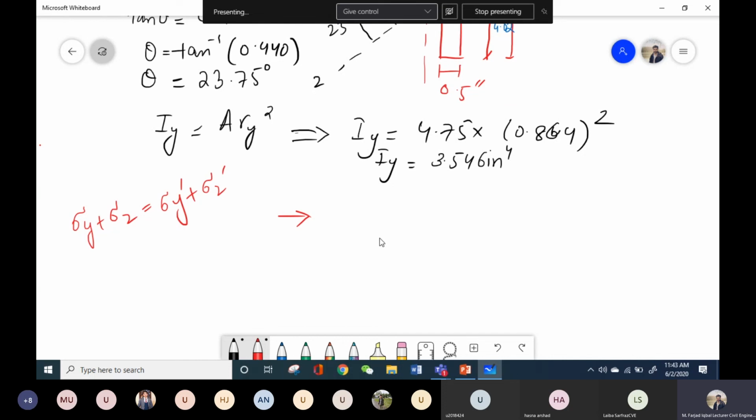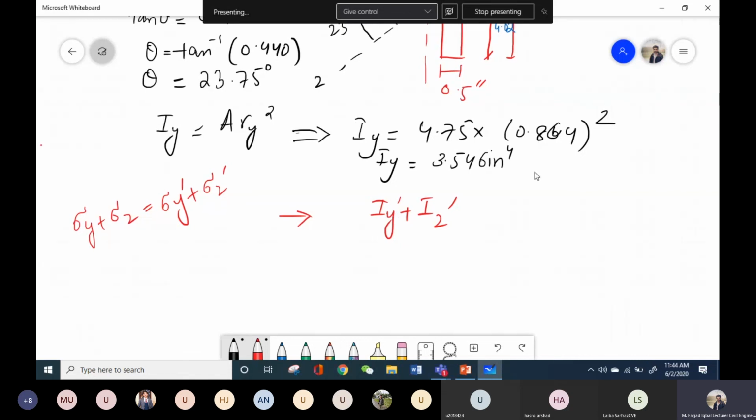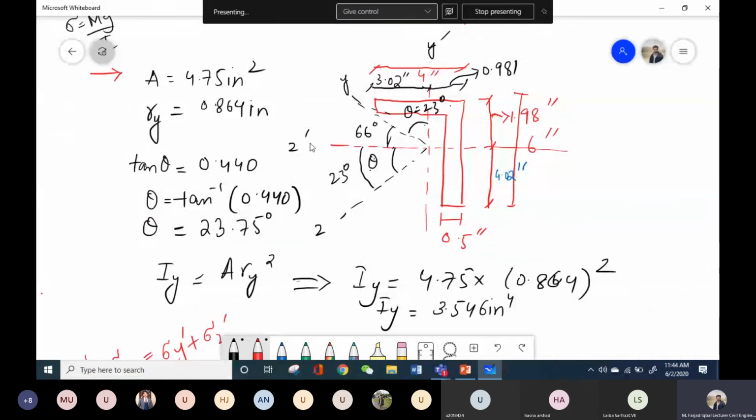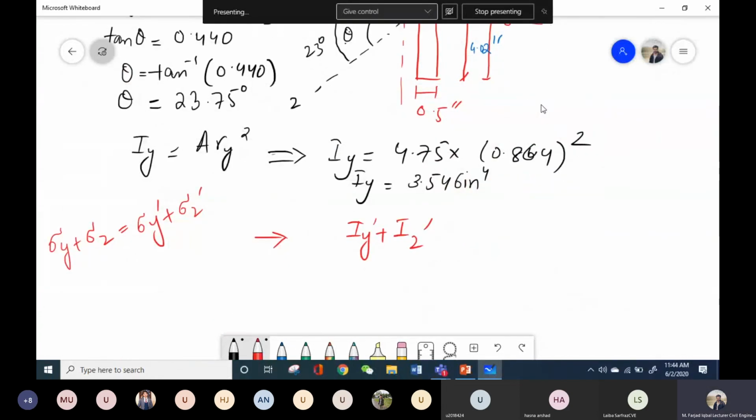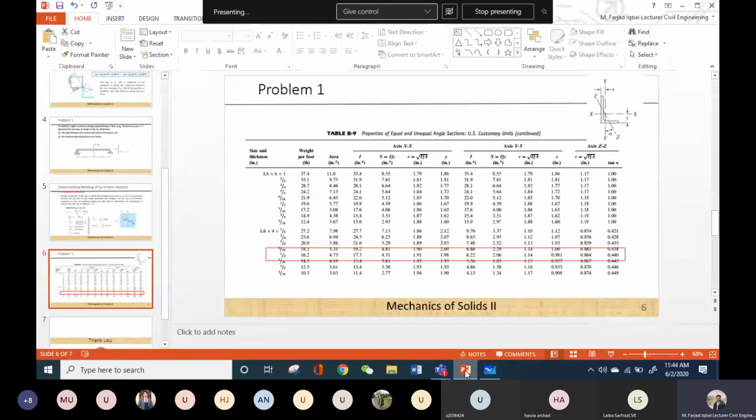Just consider it as one formulation: if we know the moment of inertia about the horizontal and vertical axes, that are Iy dash and Iz dash, then the sum of the moments of inertia about the inclined axes, or let's say about the principal axes, will be the same. So now I know Iy dash, I know Iz dash, and I have calculated this Iy, and I can compute this Iz. So let's look at the table and see what is Iy dash.